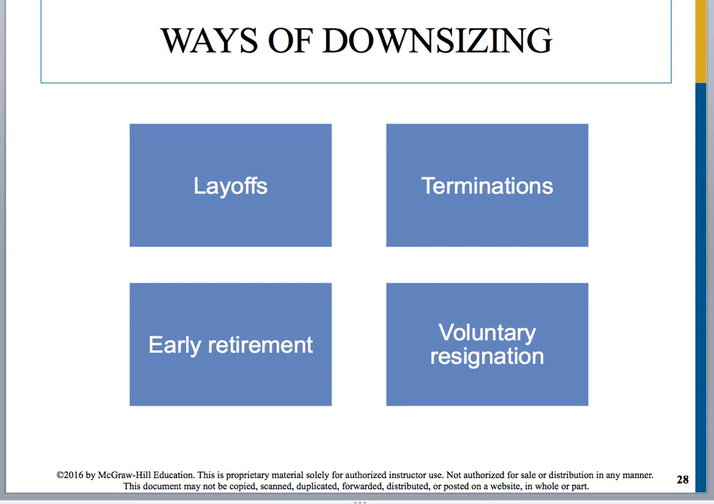Now, there's some ways that you can downsize your workforce, and that can be layoffs, right? Terminations, where you just outright fire people. Early retirement, where someone decides to retire at 45, 55, 60 rather than 65 or 67. And voluntary resignation, where someone just voluntarily quits. You know, they've found bigger, better, or they've chosen to stay home with family or whatever.